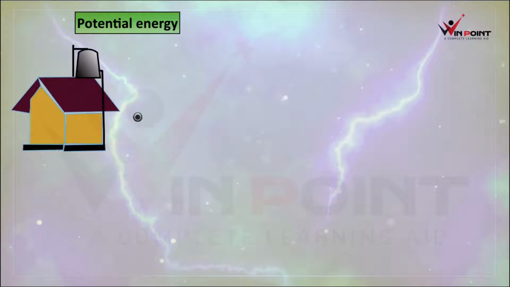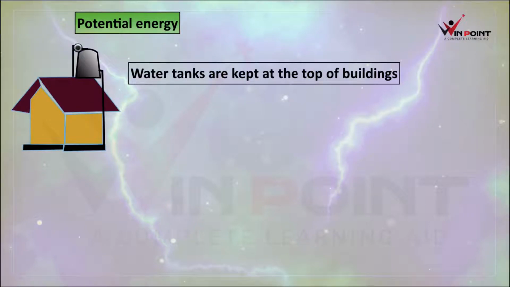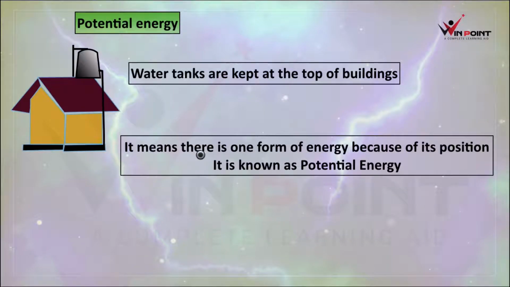All the water tanks are kept at the top of the building, right? We can see a water tank here. Why is it always kept at the top of the building? Because of this position, the water is getting some energy. It means there is one form of energy because of its position. It is known as potential energy.